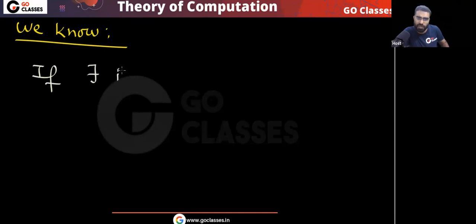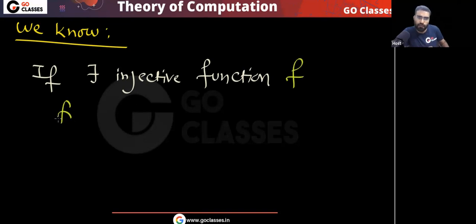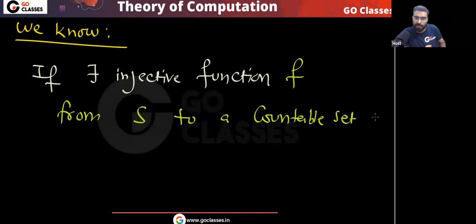You tell me one thing. We know this. If there exists an injective function, if I can give you an injective function, just tell me a very simple question I'm asking. If there exists an injective function from set S to a countable set A, then what can you say about S?